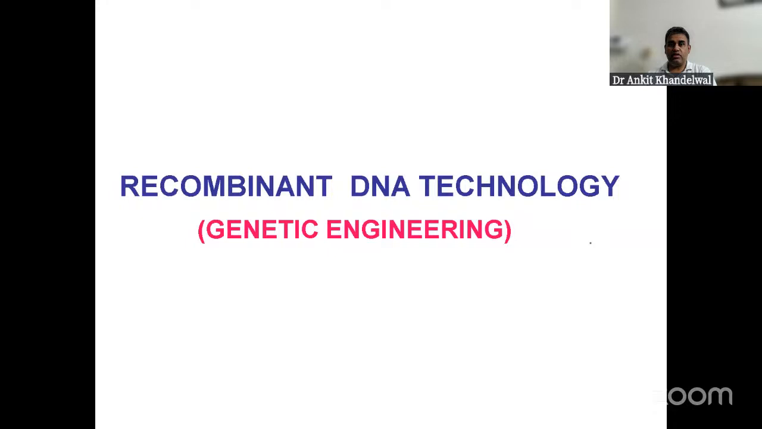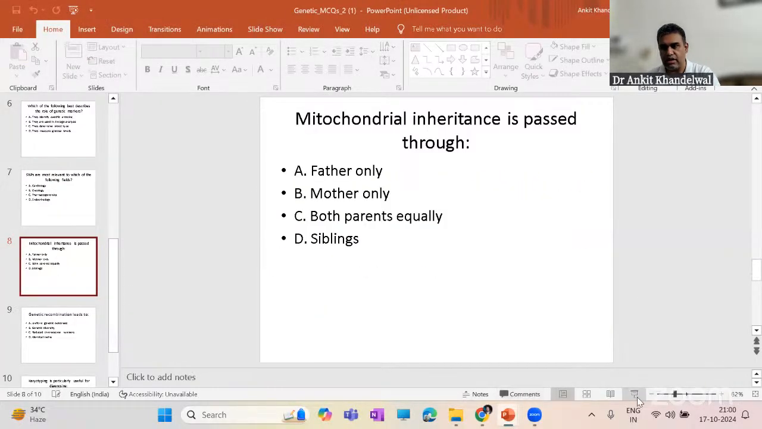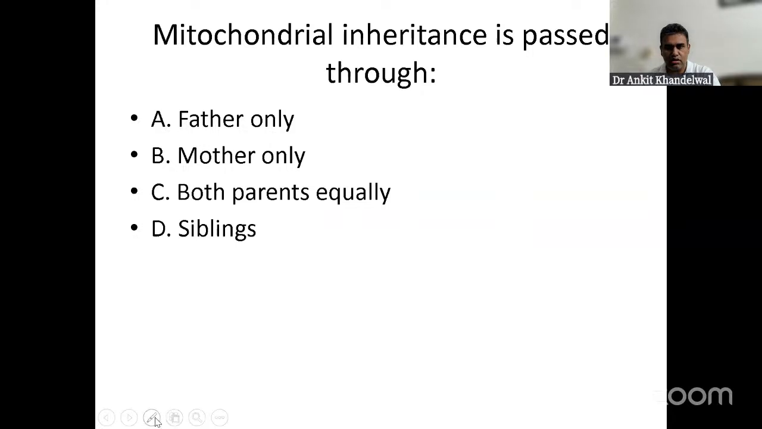There's one more thing known as recombinant DNA technology, genetic engineering. We'll just go through it briefly, but again, 2 MCQs were left. So let us first do those 2 MCQs, then we'll come back over here, right? Okay, so let us come to our MCQs. Mitochondrial, we discussed this. M for mitochondrial, M for mother.